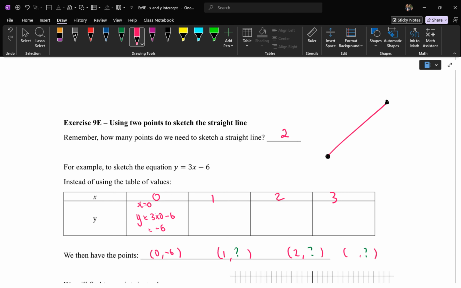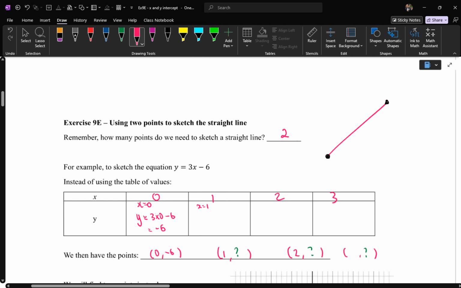Now, as I'm going through this, you might be saying, where did 0, 1, 2, 3 come from? I made it up. You could have picked any number you want. I just like smaller numbers because it's less multiplication to do. So in this case, let's say x was equal to 1. So then what would the y be using this rule? Again, y is equal to 3 times 1 minus 6. So 3 take away 6, which is negative 3. Again, if you're not confident with it, use a calculator.